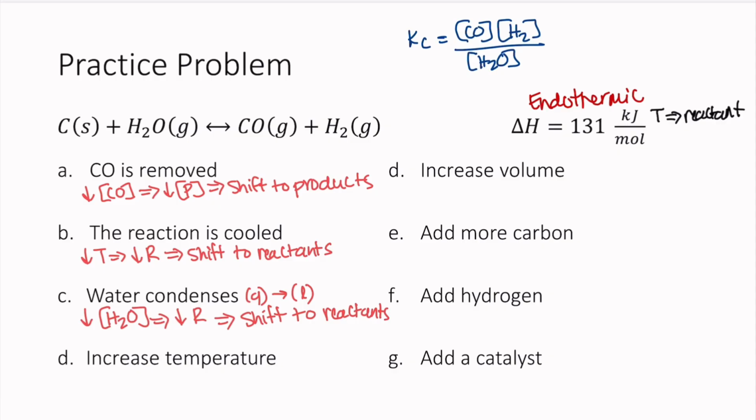If we increase our temperature, we already established this is an endothermic reaction. So an increase of temperature is like we are increasing our reactants. So we should see a shift to the products.